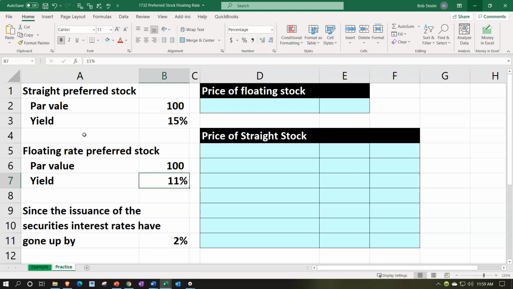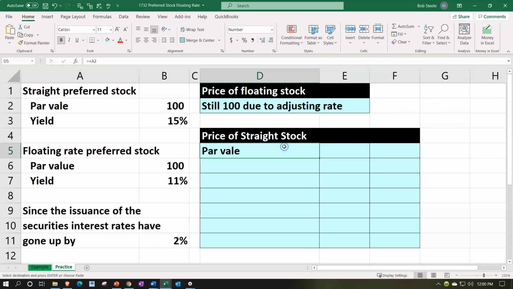So since the issuance of the securities, interest rates have gone up by 2%, so we're going to imagine rates going up by the 2%. So this one is still providing the straight preferred stock, the 15% yield, and this one then could float with regards to the 2%. So what would be the impact on the price? For the floating preferred stock, we would think that there might not be any impact on the price. That's the point of it floating, meaning we still could have the price at the $100 because the rate would then fluctuate along with the change in the rate here. But the straight one, then we would expect possibly the price to change.